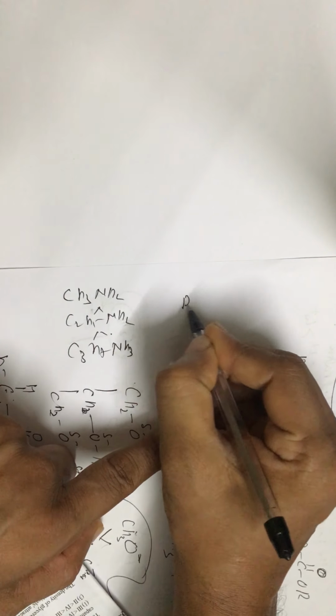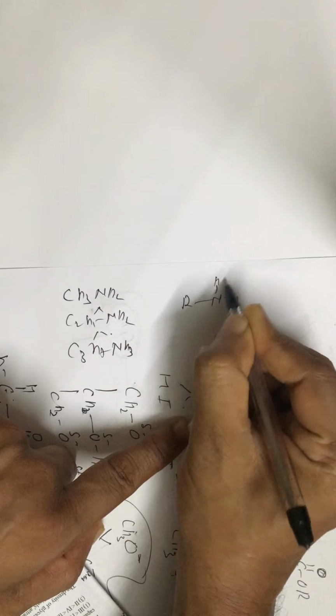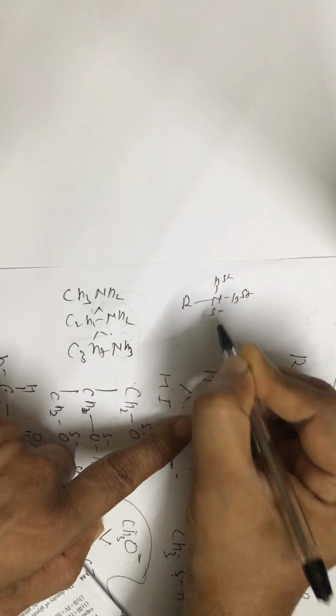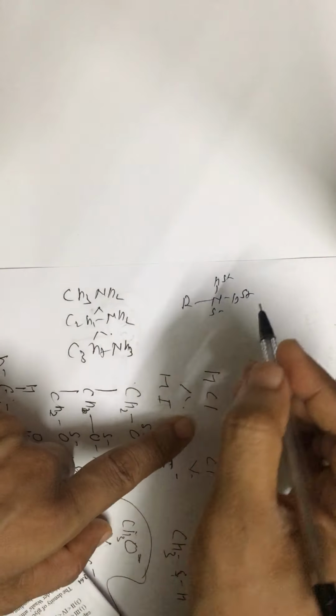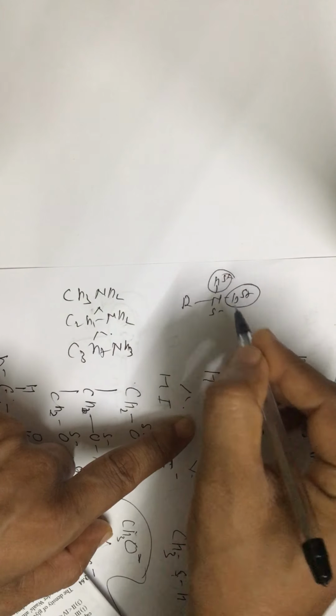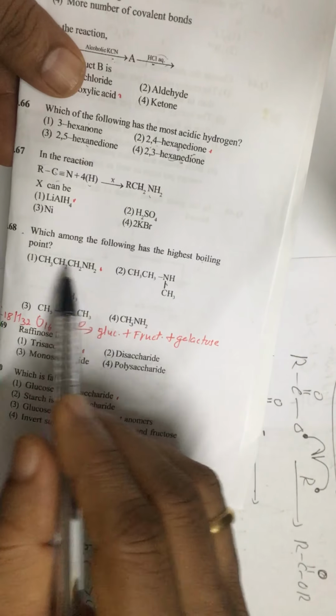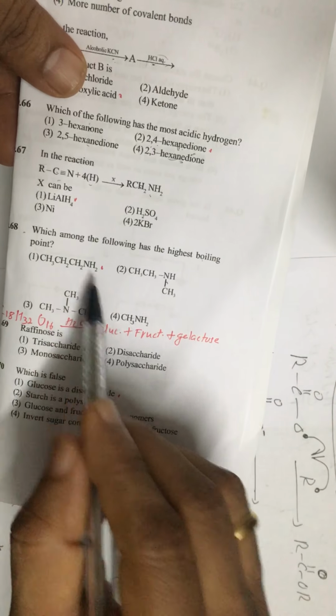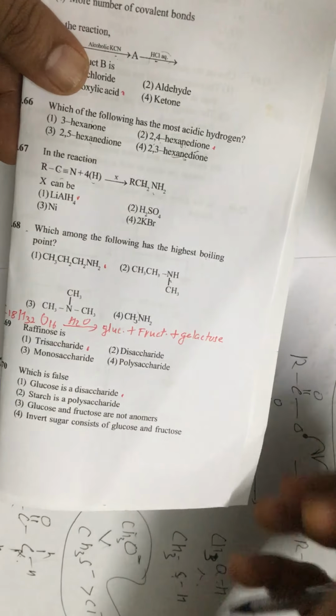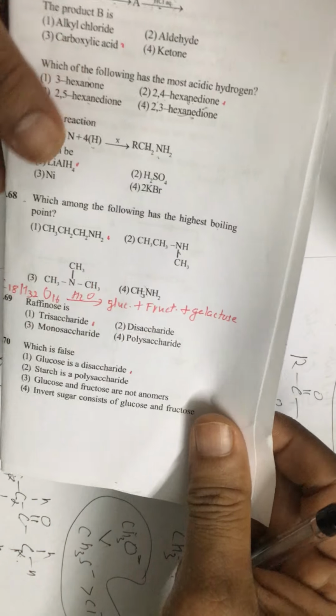In primary amine we have 2 hydrogens with partial positive charges and 1 partial negative charge. So the greater the number of partial positive charges, the greater is the number of intermolecular hydrogen bonds. So the highest boiling point is exhibited by primary amine. And out of these two, this one has the higher boiling point.